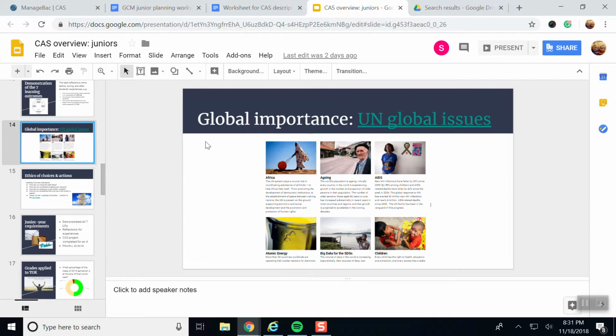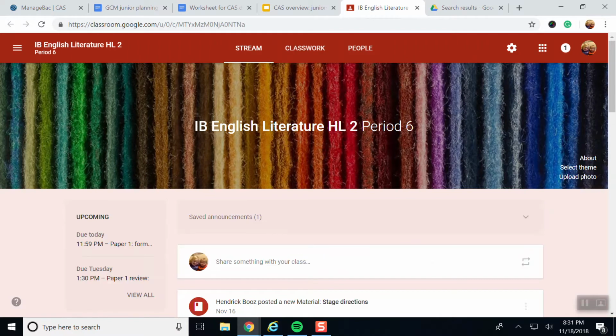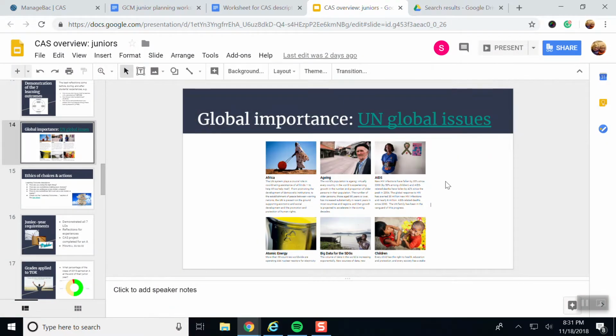So what's global importance? Well, tutoring was the example I used on the previous slide. If you take a look here, this comes from the UN's Global Issues webpage, and it's linked in this document right there. Well, apparently it is not. I'll fix that right now. But here are the first 6 as listed on the UN's website. So if you take a look, Africa, aging, AIDS, atomic energy, big data, children. If you're tutoring, your global issue is children.